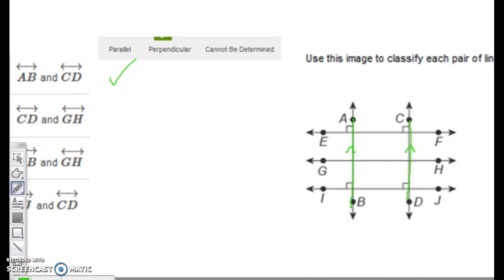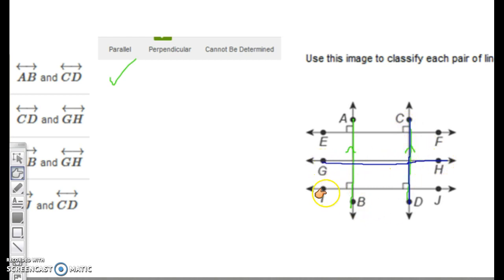All right, then the next one, we have CD and GH. Okay, so these really look like they might be perpendicular, but we have to see if we have enough information to prove it. All right, so do you see how this line GH intersects this one? If we knew that EF and GH were parallel, then we would know that they intersected at the same angle. Unfortunately, that's not marked.